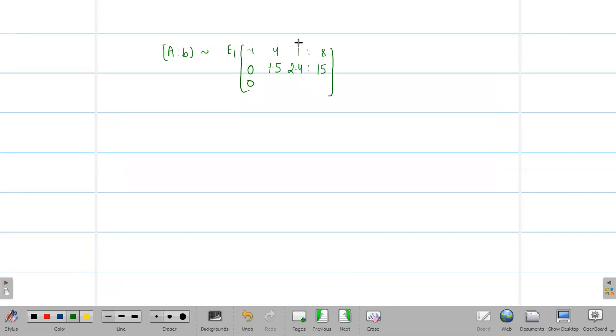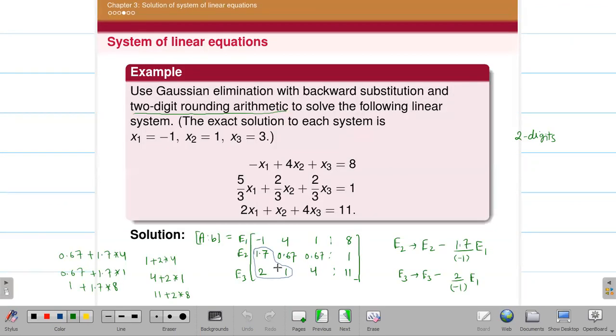Yes. How did 7.5 or 2.4 come? Here, because we are applying the operation on the second row. What operation is applied on the second row? E2 minus 1.7 divided by -1 into E1, which means actually it is E2 plus 1.7 into E1. So which element in E2 is there? It is 0.67, so it is 0.67 plus 1.7 multiplied by the corresponding element of E1, that is 4.